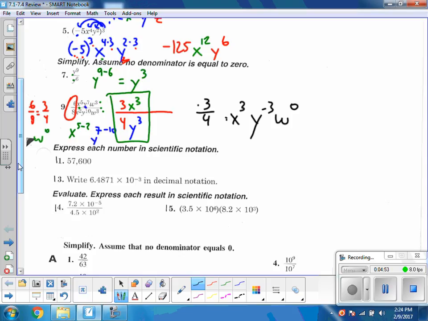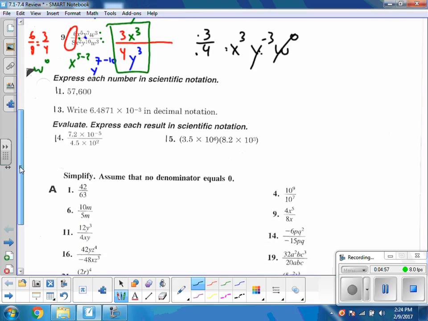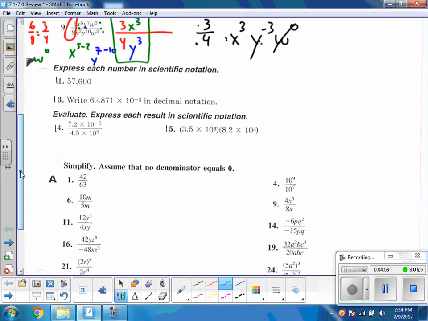Okay, scientific notation. We need to write each number in scientific notation. Remember, my first piece of my scientific notation, the number needs to be between 1 and 10.